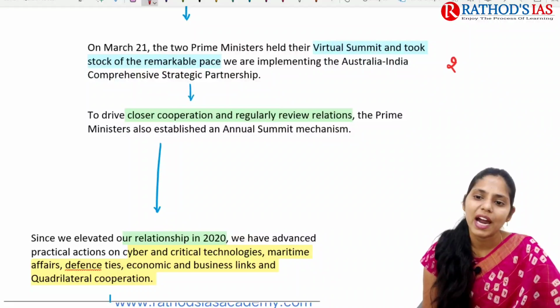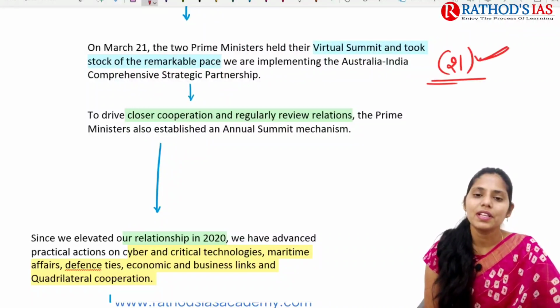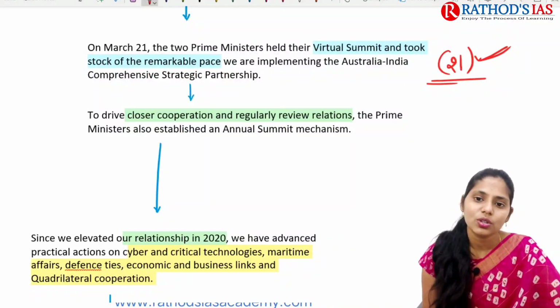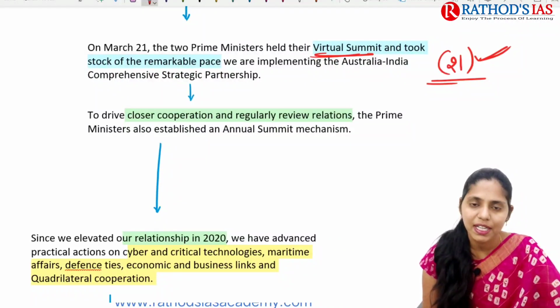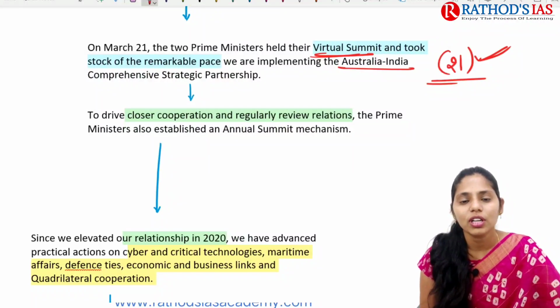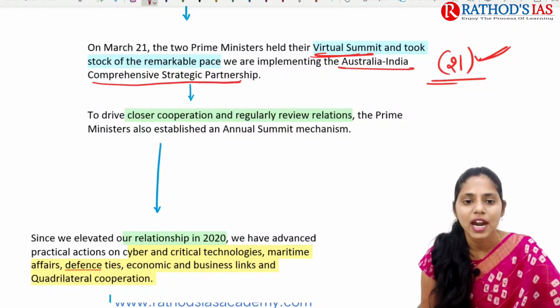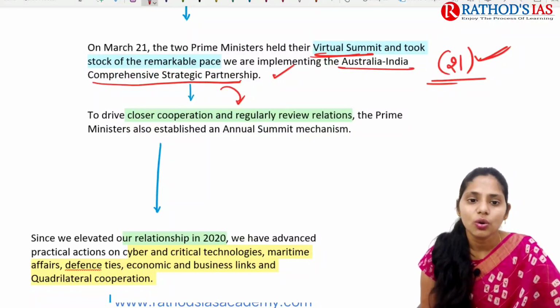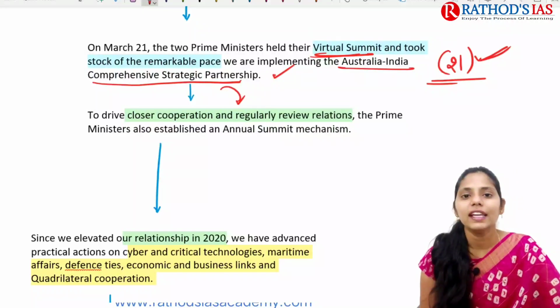So recently, on March 21st, two prime ministers held a virtual summit and took some important steps at a remarkable pace for implementing the India-Australia Comprehensive Strategic Partnership. They mainly talked about this partnership, and it will be helpful for closer cooperation and for regular review of relations as well, right?